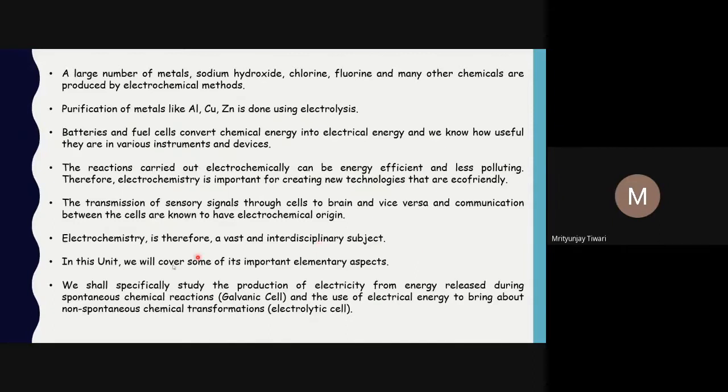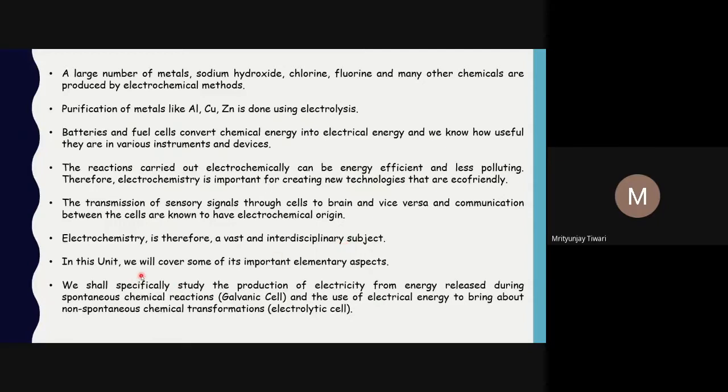And so electrochemistry is therefore a vast interdisciplinary subject. As I said, it has importance in biology and in engineering, and the kinds of devices that we are making are part of engineering, based on the chemistry that we know.